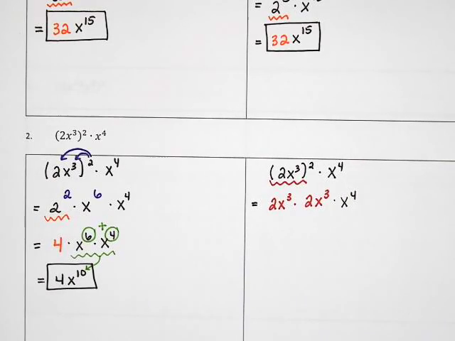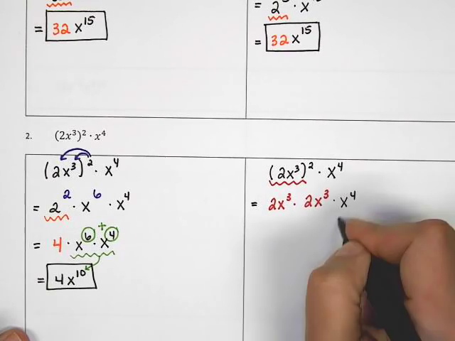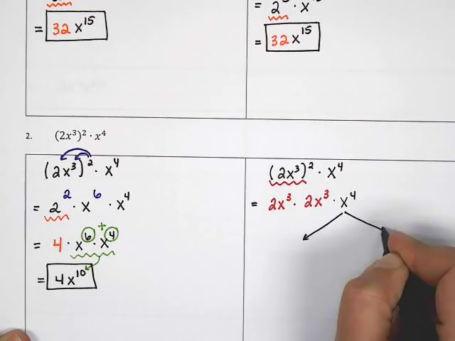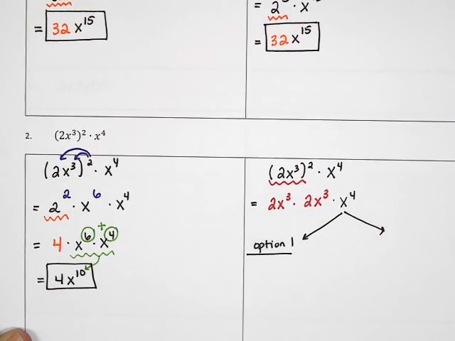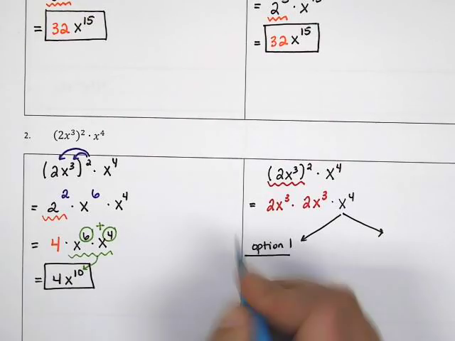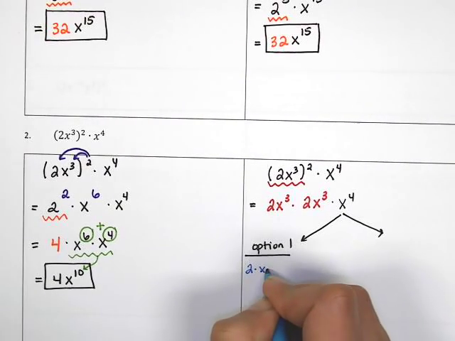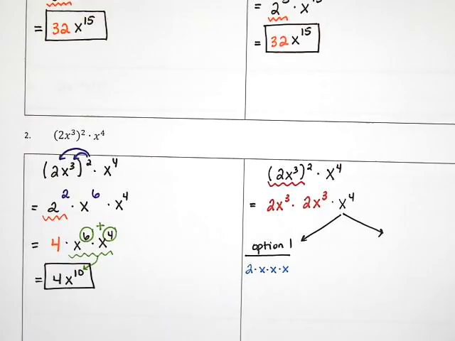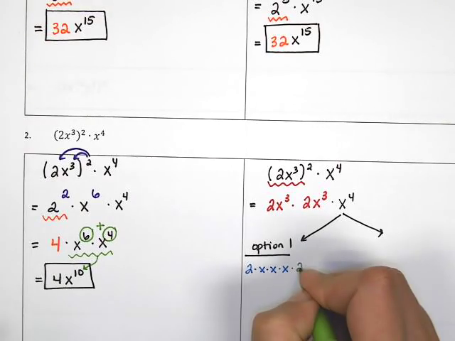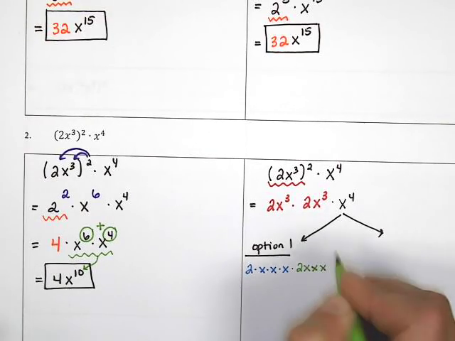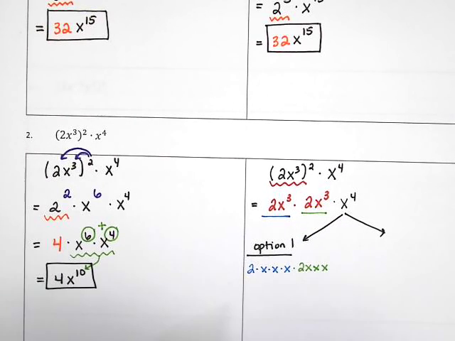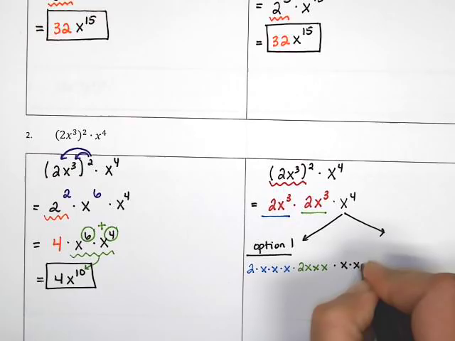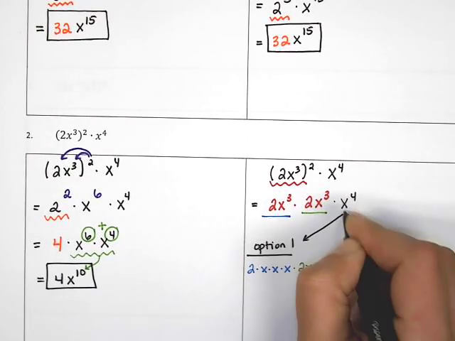Now, if I want to simplify that, I could continue expanding it. I'm going to give you two options from here. Option 1 would be continue expanding that. So I could expand it and make 2 times x times x times x, times 2 times x times x times x. So that's this one and this one. And then I could do times x times x times x times x from these four.